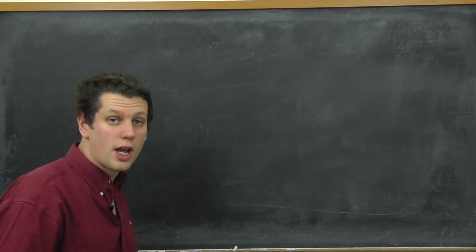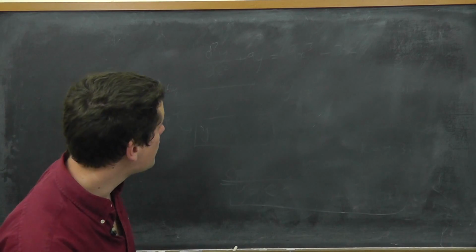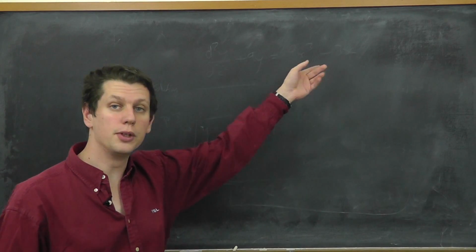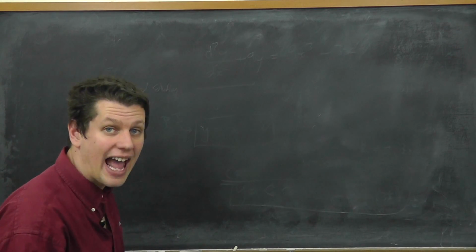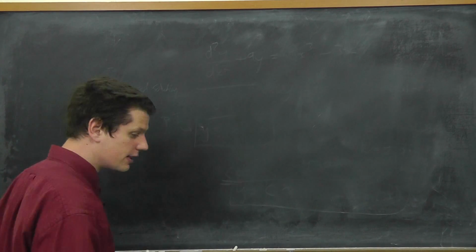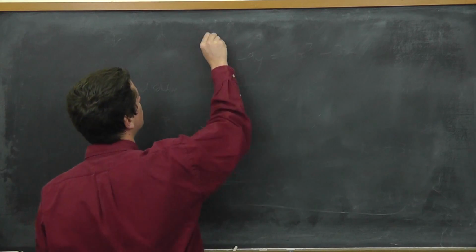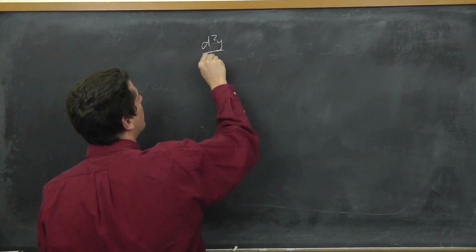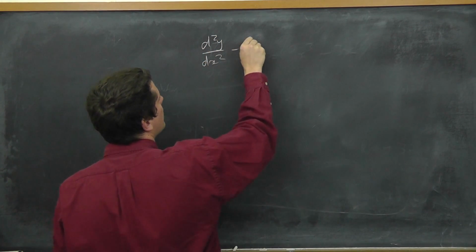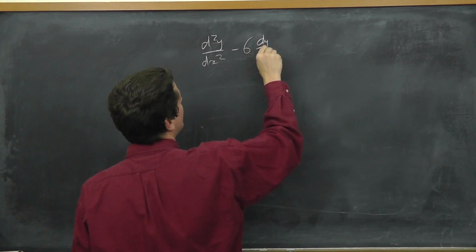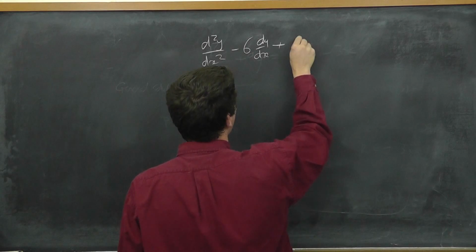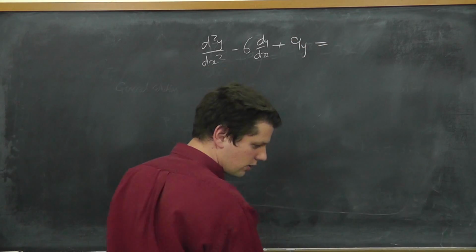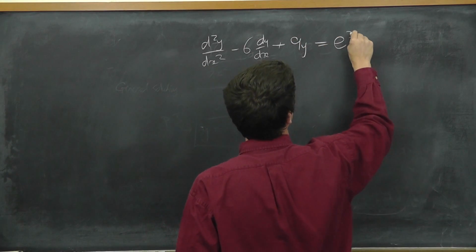That example we've just done and the example we did at the end of the last video both had polynomials on the right-hand side of our differential equation. We're going to do an example where we have an exponential function on the right-hand side instead. Let's do the example d squared y over dx squared minus 6 dy by dx plus 9y equals e to the x.